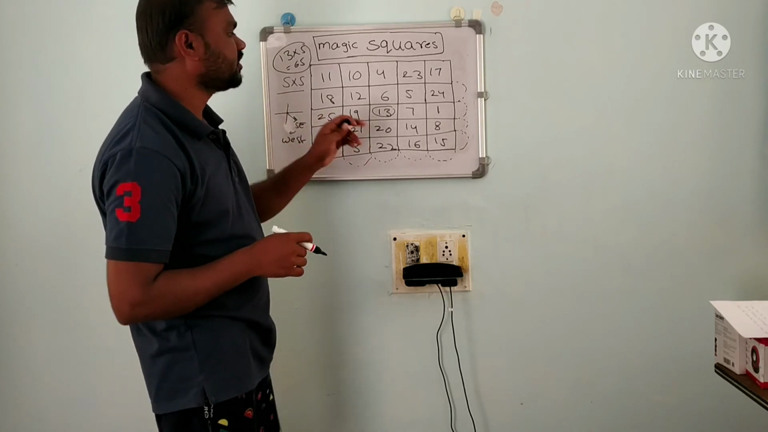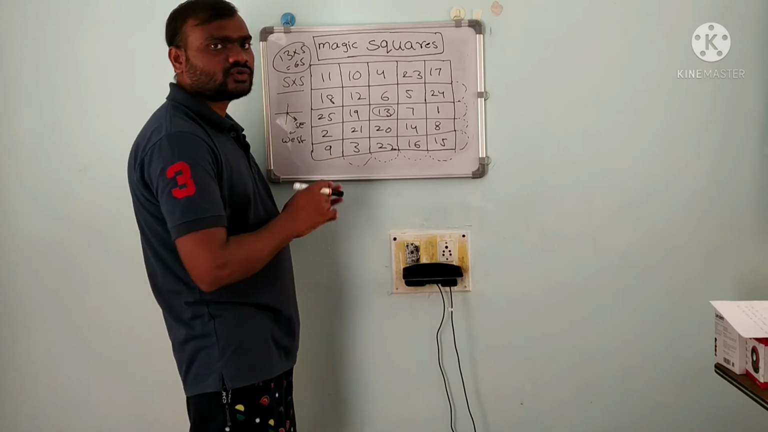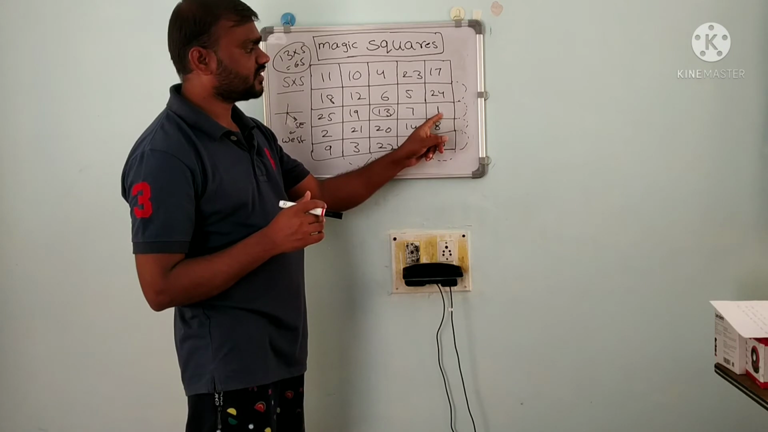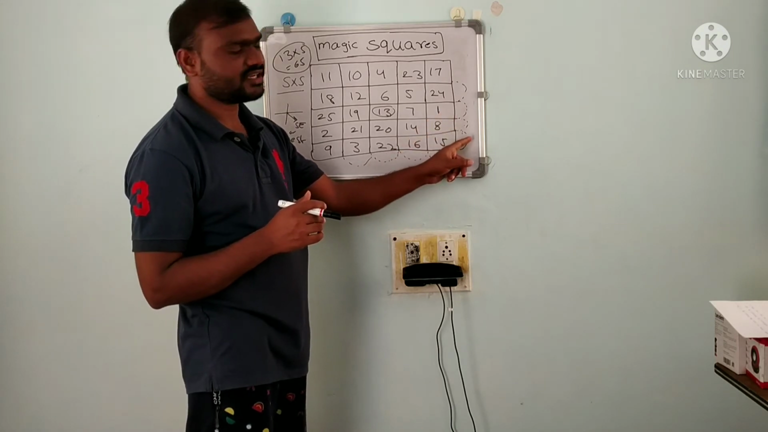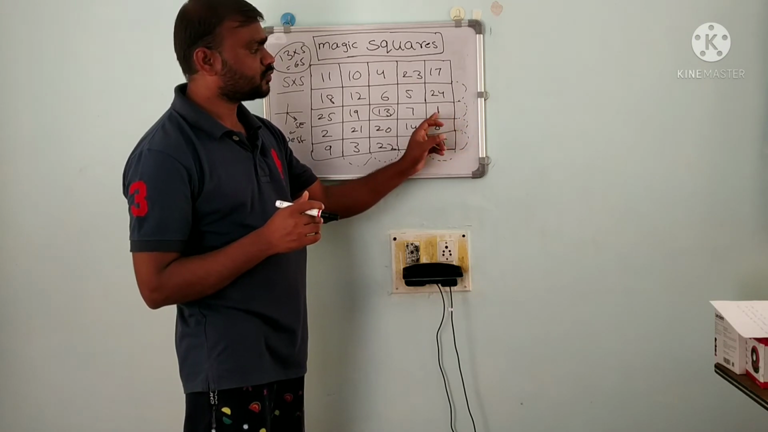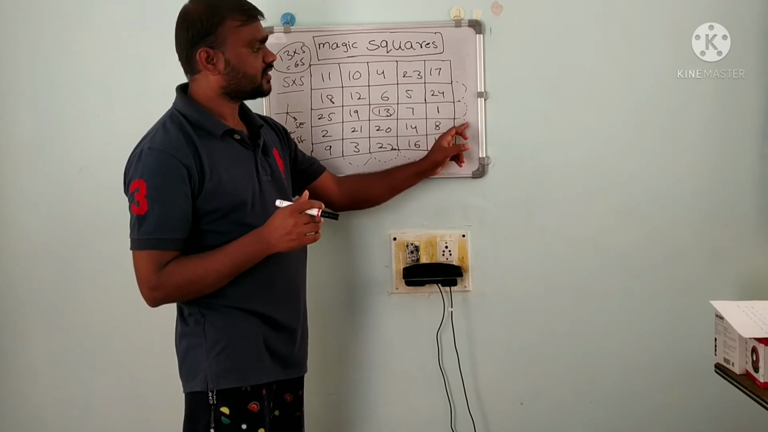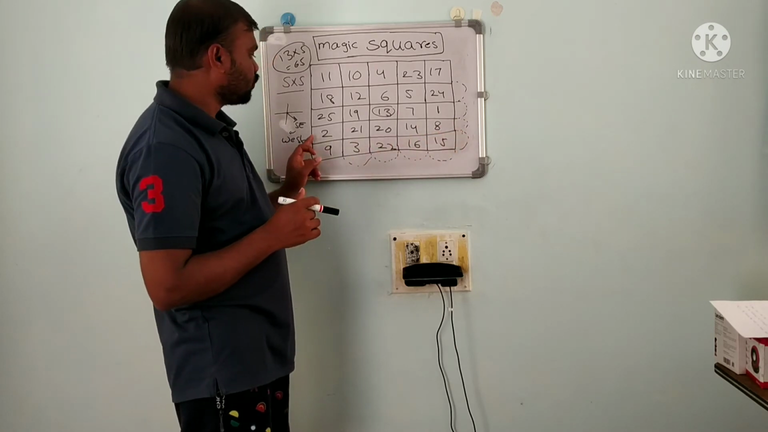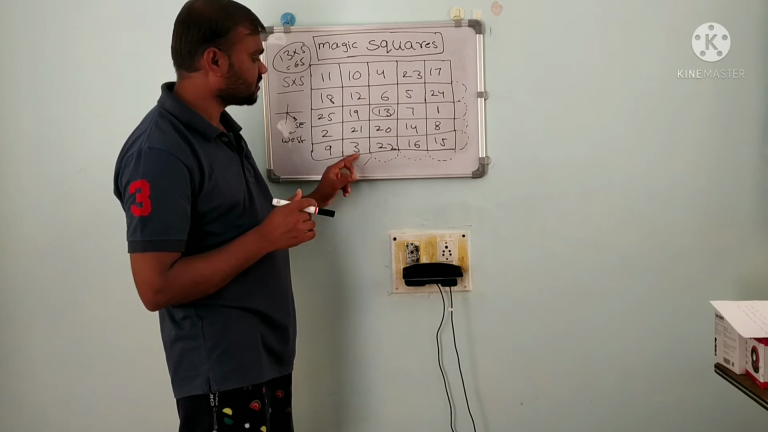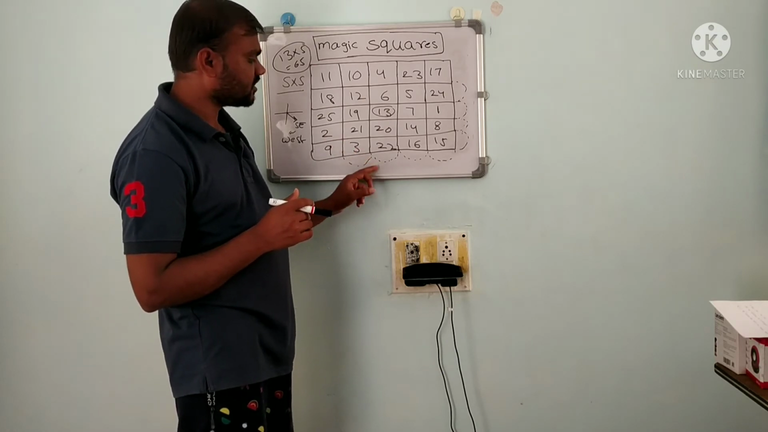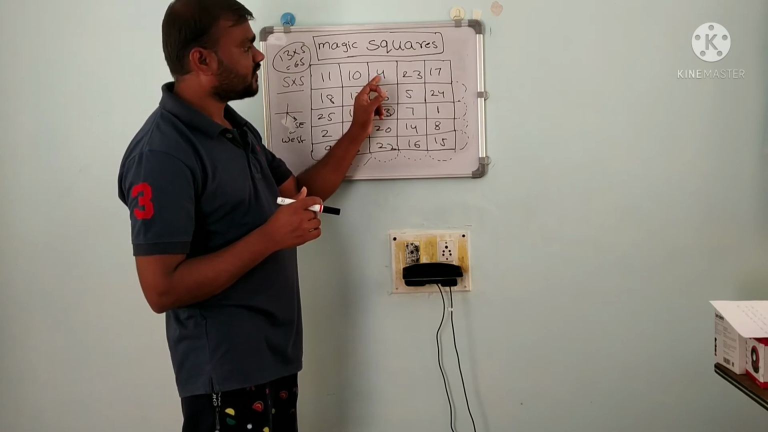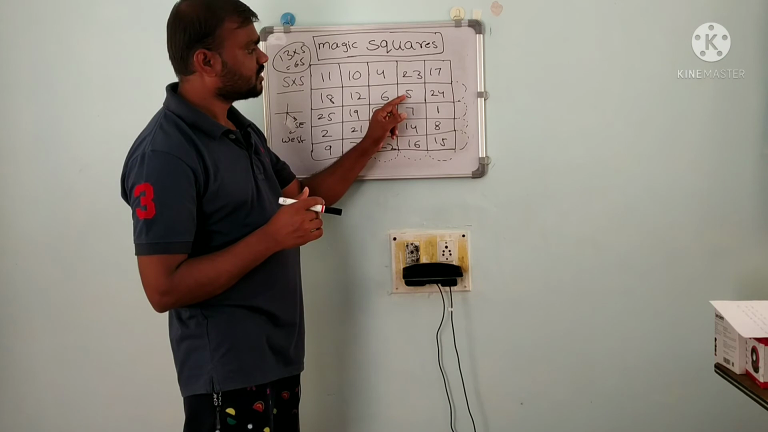I will explain one more time. First, start with the center cell. First put 1 here. After this you always move southeast direction. If southeast is not there, you move like this. First I have put 1 here in the center. After that I have moved this side, I have put 2 here. After 2 you see southeast, southeast is 3 here. After 3 southeast is not there, so you have to move like this. Then 4.